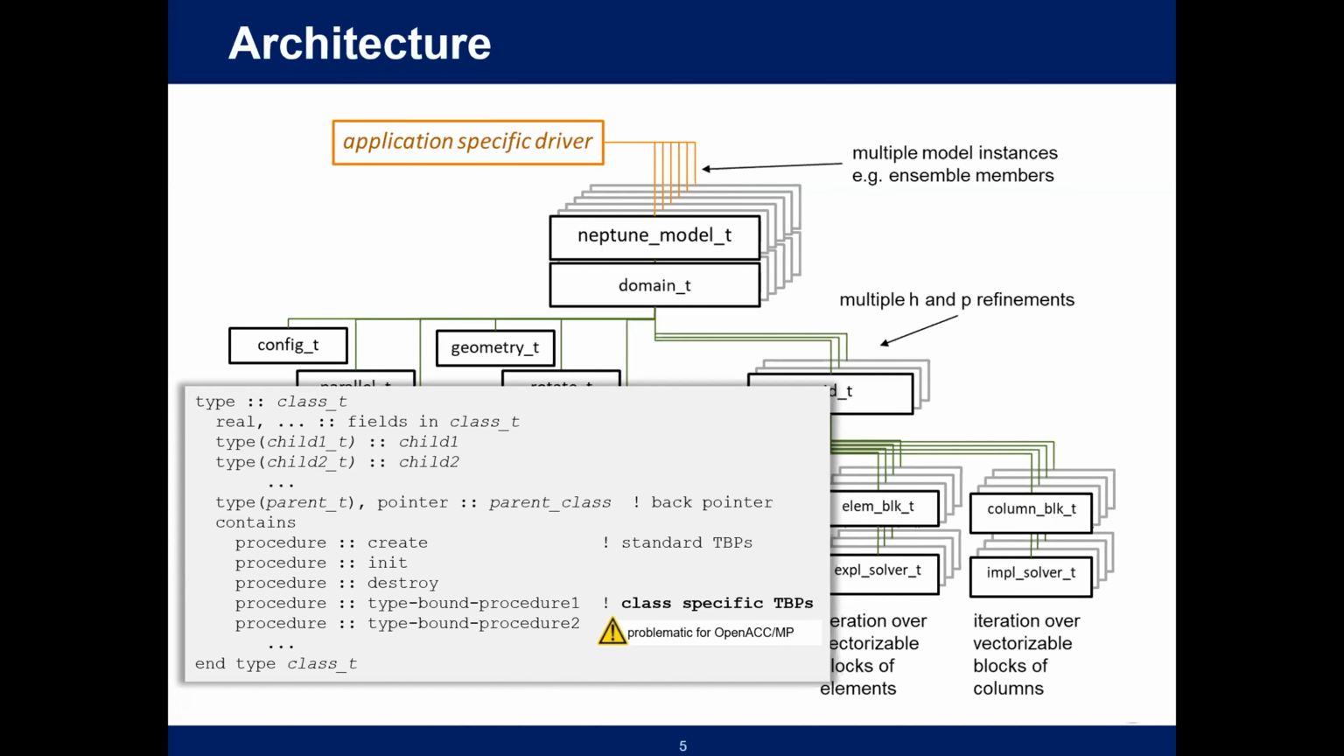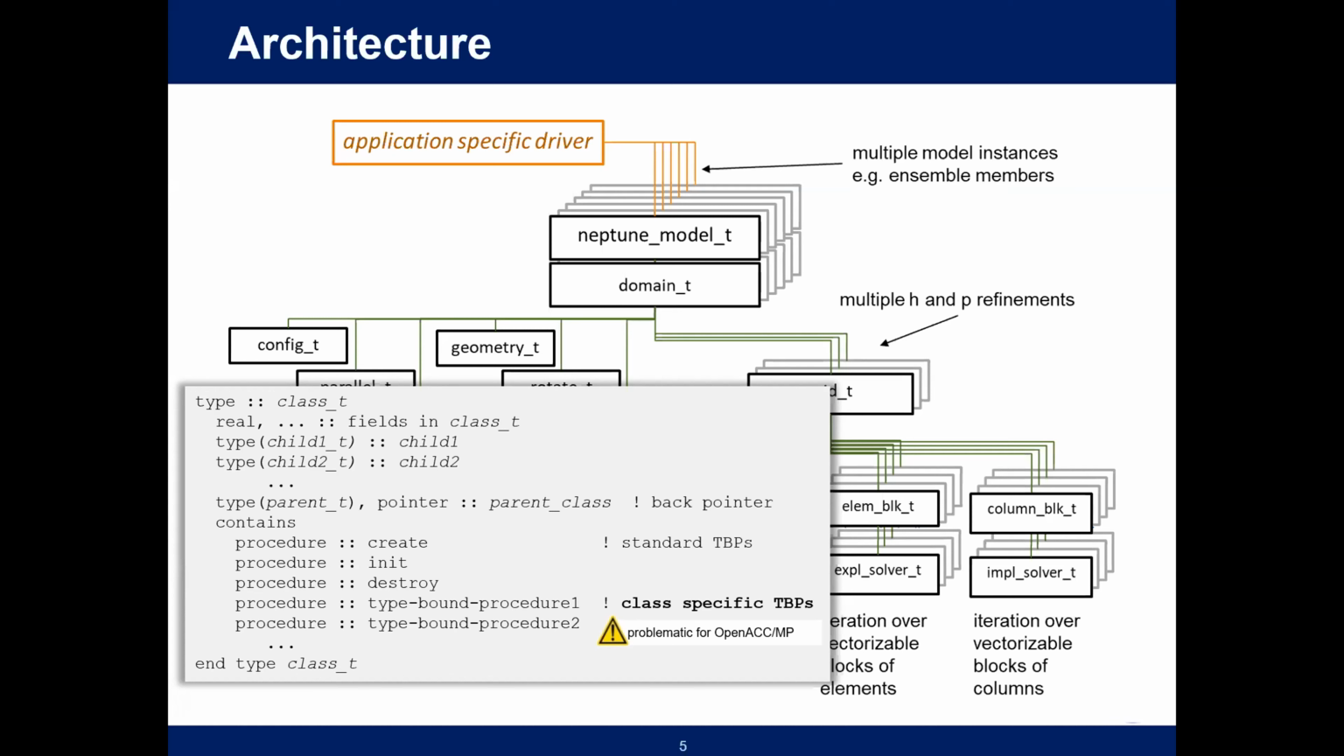Since it's a hierarchy of classes, we have the child types, pointers to those are actually defined in the class. And there's a back pointer to the parent class so that we can traverse the tree. If you're computing down in a class, you can traverse up to get data from other classes. And then the actual linkages between the classes when these are instantiated is done by the create routine, which sets up the pointers. There's also a standard init routine for each class and a standard destroy routine.